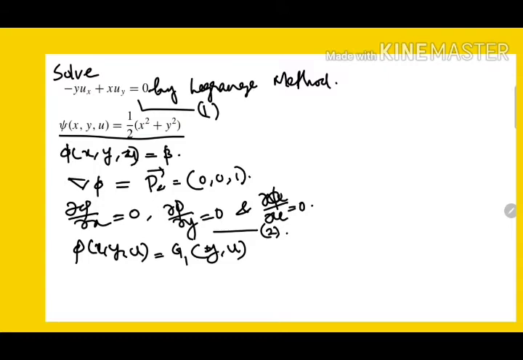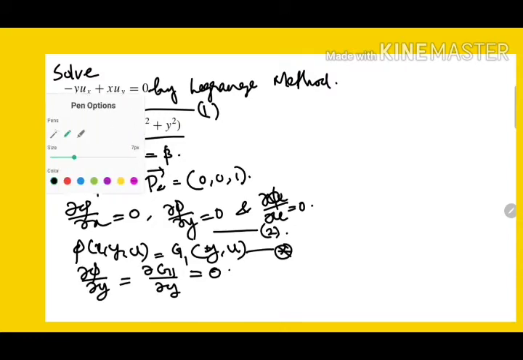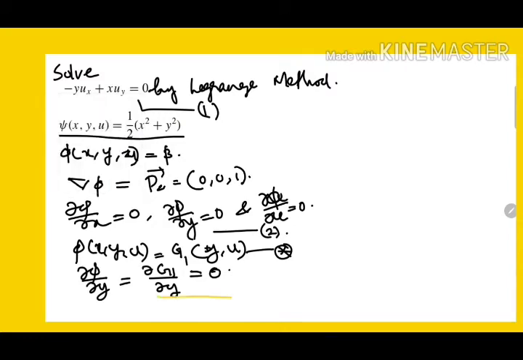For that we have two more equations left in equation number 2. Using that, we take the derivative of equation star with respect to y. So dou phi by dou y equals the partial derivative of g1 with respect to y, since g1 is a function of y and u. Dou phi by dou y is also given as 0, so dou g1 by dou y is 0.